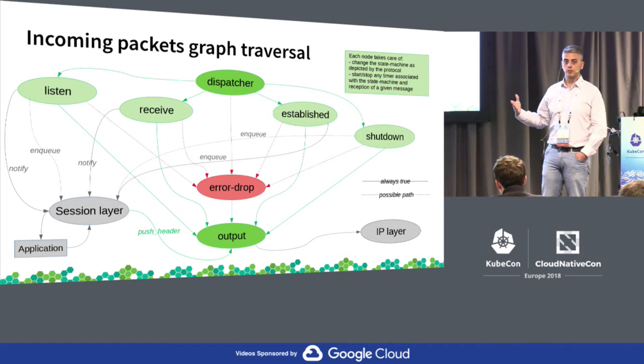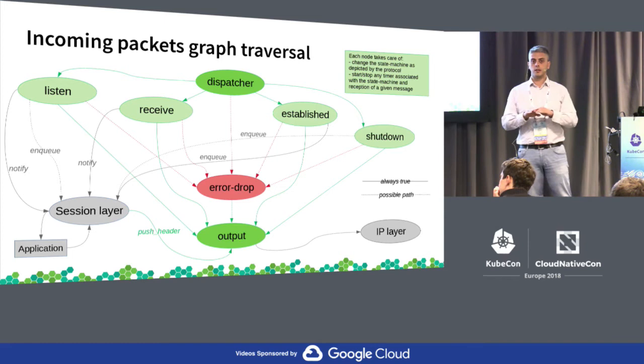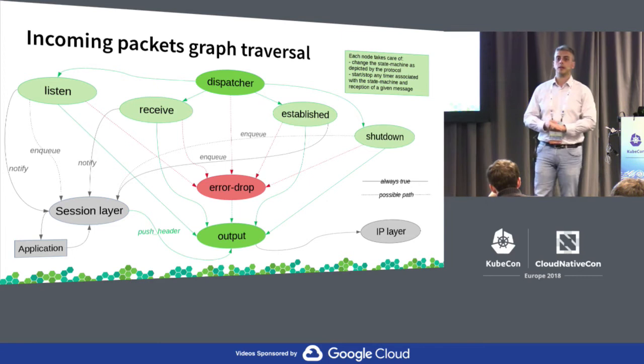The push header always deals with the output node, because that's where we want to send data. The output node enqueues data to the next node in the stack, which is the IP layer. At that point, we can forget about it, since we are just talking about L4. L3 is taken care of by the IP layer itself.